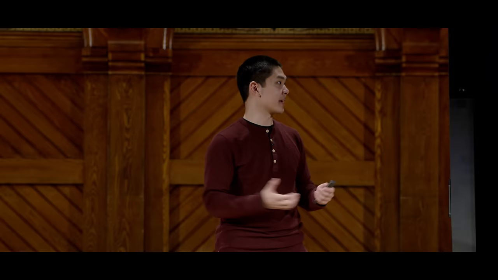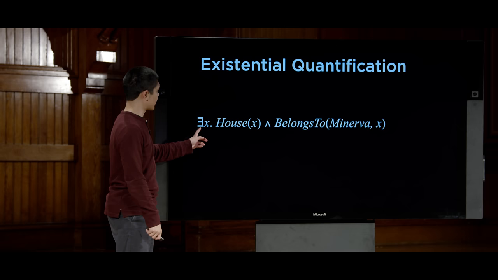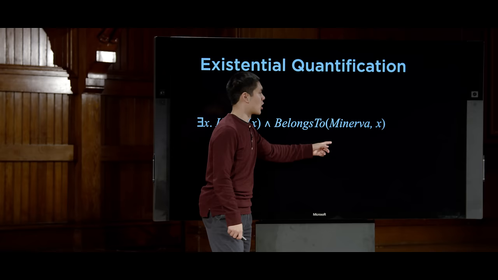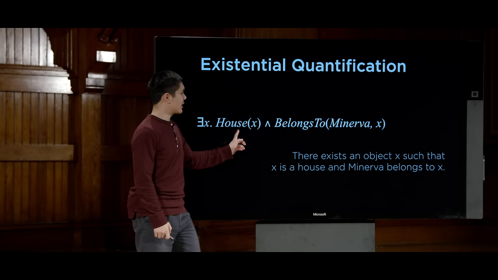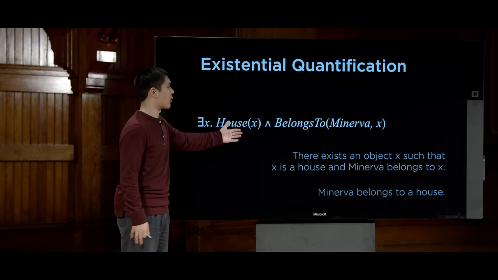One such sentence looks like this. There exists an x. This backwards e stands for exists. And here we're saying there exists an x such that house x and belongs to Minerva x. In other words, there exists some object x where x is a house and Minerva belongs to x. Or phrased a little more succinctly in English, I'm here just saying Minerva belongs to a house. There's some object that is a house and Minerva belongs to a house.